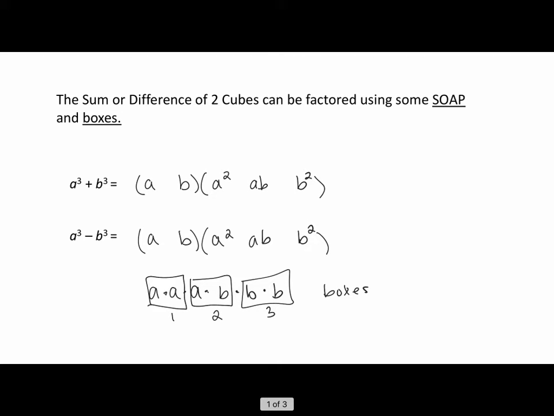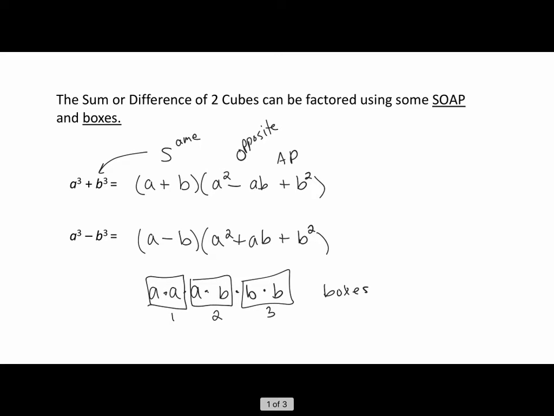So where does the soap come in? Soap tells you what the signs between the terms should be. The first sign is the same as your original polynomial. So for the plus sign, that's a plus sign. For the minus, that's a minus. The O tells you to use the opposite sign. So if there was a plus sign in the binomial, there'll be a minus sign there. If there was a minus sign, there'll be a plus, the opposite. And the last sign is always positive.